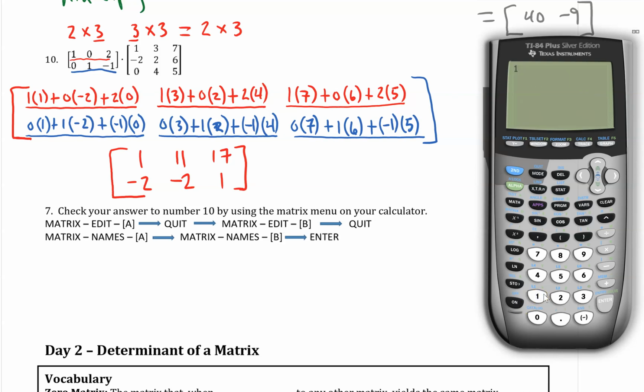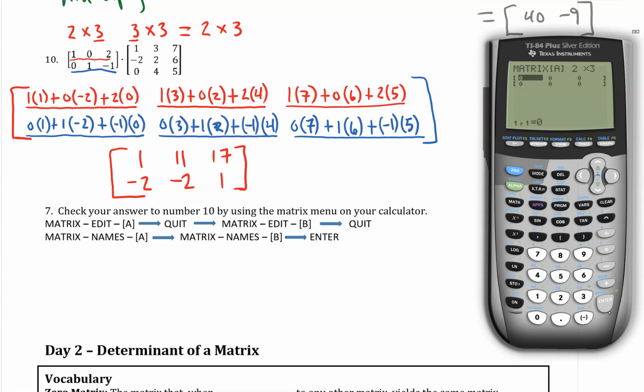It says check your answer at number 10 by using the matrix menu on your calculator. So we're going to go to matrix. Matrix is where the X to the negative 1 button is. So second, matrix. We're going to go over to edit, and we're going to hit enter on A. We want to start with A. The dimensions of A were 2 by 3. So 2, enter, 3, enter.